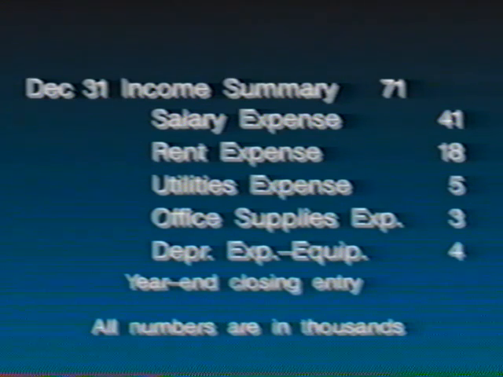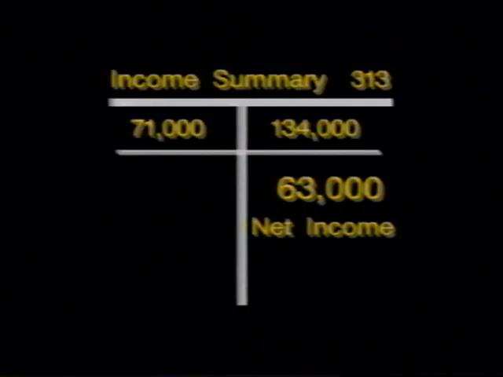At this point, the income summary account has a credit entry of $134,000, representing the total credits on the income statement. It has a debit entry of $71,000, representing the total debits on the income statement. The $63,000 credit balance in income summary is the net income for the period. This net income must be transferred to the owner's capital account. In doing so, income summary, a temporary account, will be closed out and the capital account will be increased by the amount of the net income.